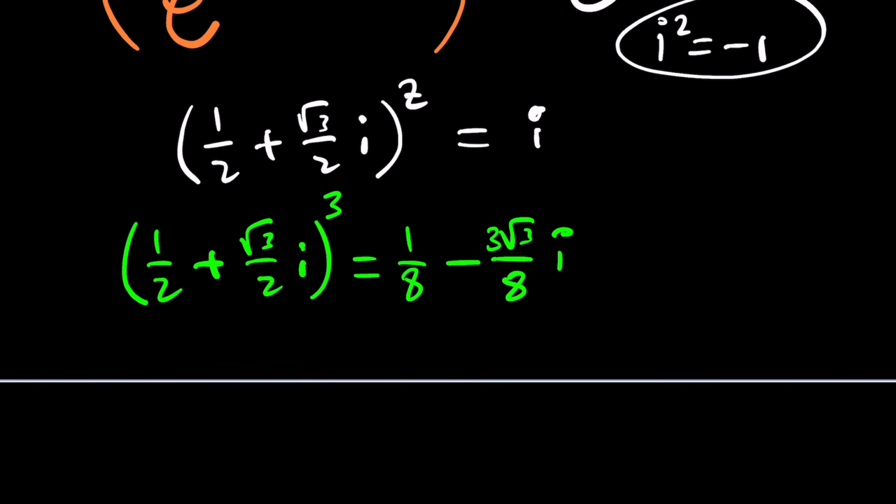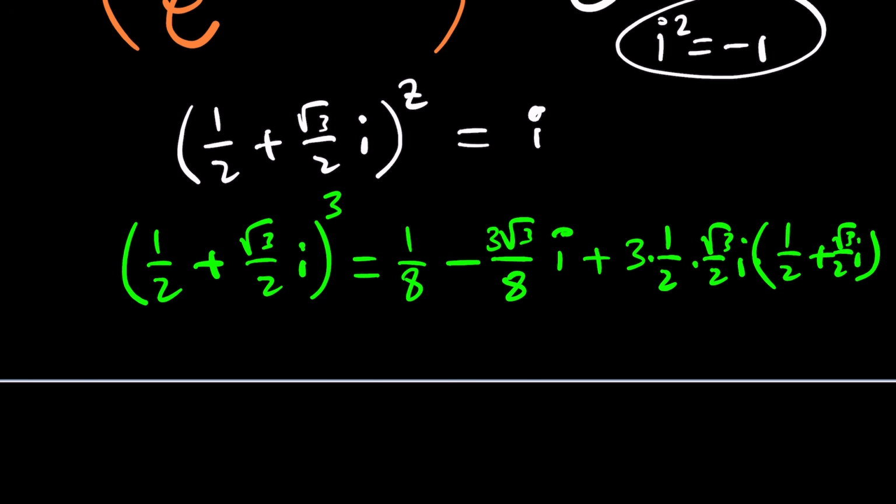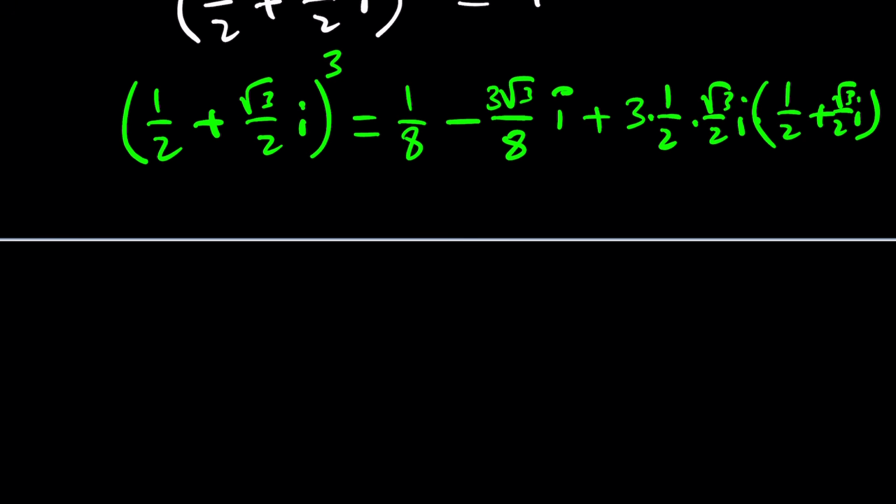Here's how I do (a plus b) cubed: a cubed plus b cubed, and then 3ab times (a plus b). That is 3 times 1/2 times root 3 over 2 i, multiplied by 1/2 plus root 3 over 2 i. It's basically my version of the binomial theorem with n equals 3. Now you can distribute everything. When you do, you're going to get 1/8 minus 3 root 3 over 8 times i. Here you're going to get 3 root 3 i over 2 times 2 times 2, which is 8.